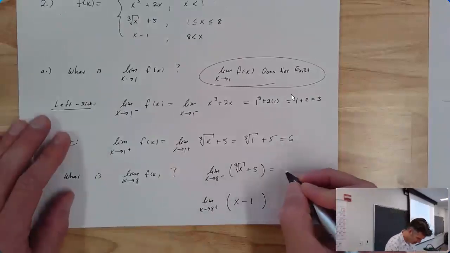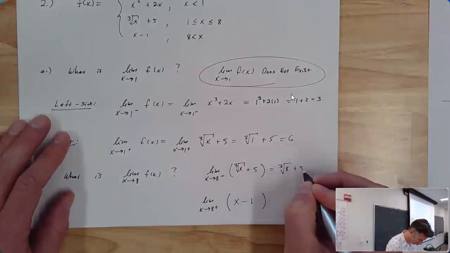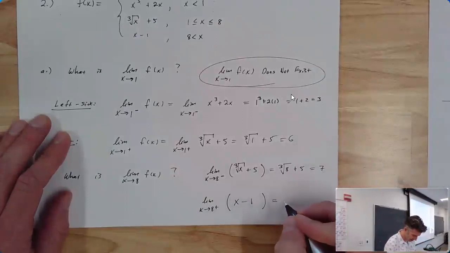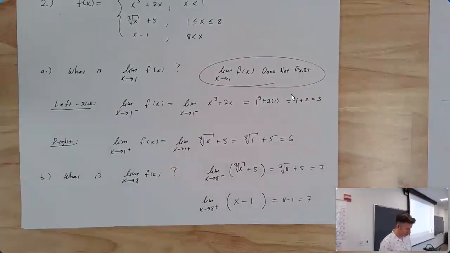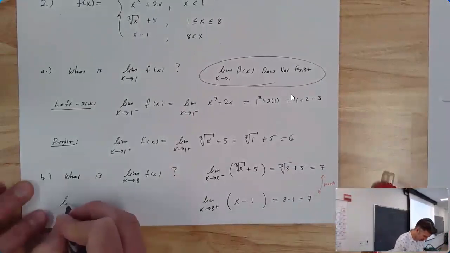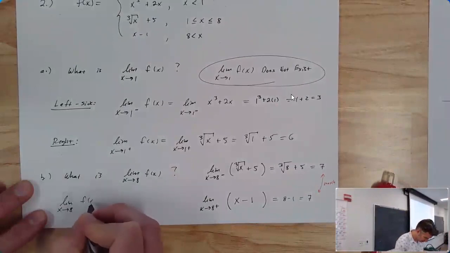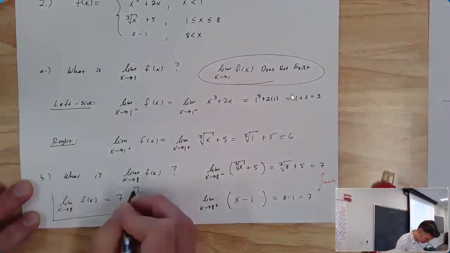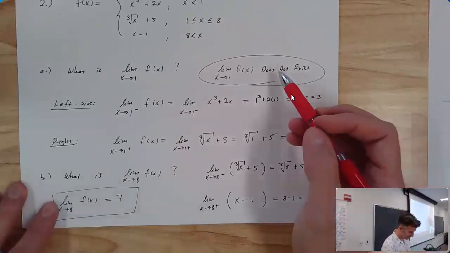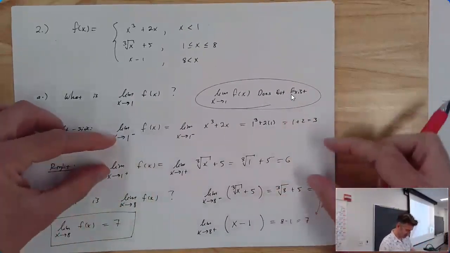So I'm going to get here the cube root of 8 plus 5, which is 2 plus 5, which is 7. And here I'm going to get 8 minus 1, which is also 7. So here, the limit does exist because the left and the right-hand limit are both the same, and we have a match. So we get to say the limit as x approaches 8 of f of x, in this case, is 7, because the left-hand limit and the right-hand limit are the same value. Whereas in the previous one, the limit did not exist because the left-hand limit and the right-hand limit were different values.